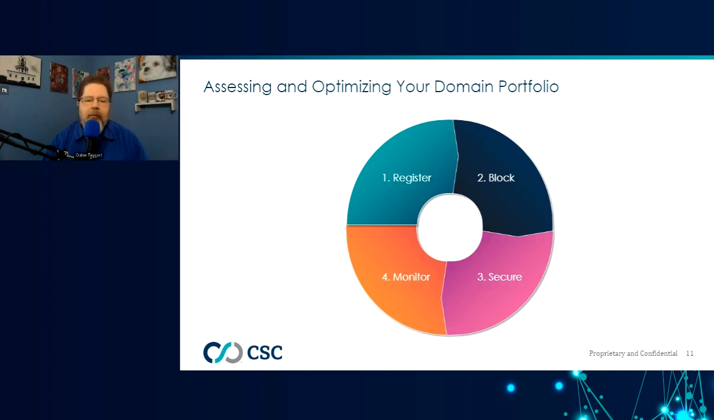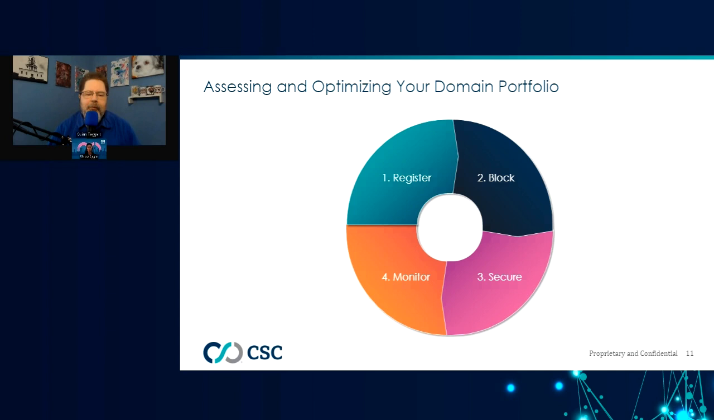So, when we look at assessing and optimizing your domain portfolio, we fall into 4 pieces of the plan. You're going to register the domains. We're going to evaluate blocks. If you are not familiar with blocks, within the new gTLD space and now even in the quote-unquote regular space, there are blocking mechanisms that are available.